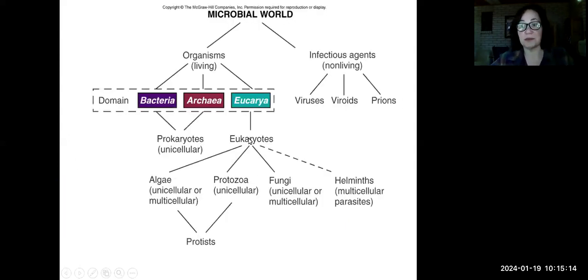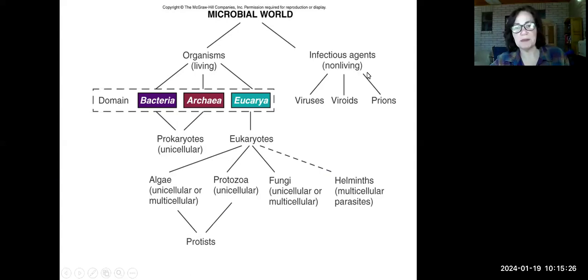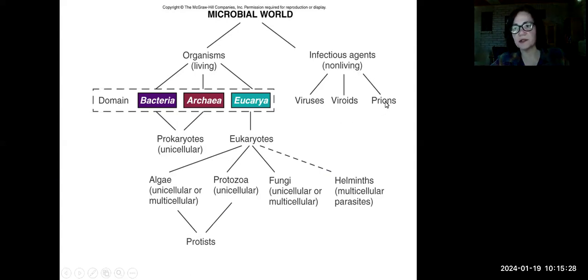Again, this is another representation of the same kind of thing. The infectious agents that are non-cellular are over here on the right. And sometimes people say they're non-living because none of these things can reproduce on their own. They're absolutely obligate parasites. They absolutely have to reproduce inside other organisms. And over on the left, we have the living organisms.